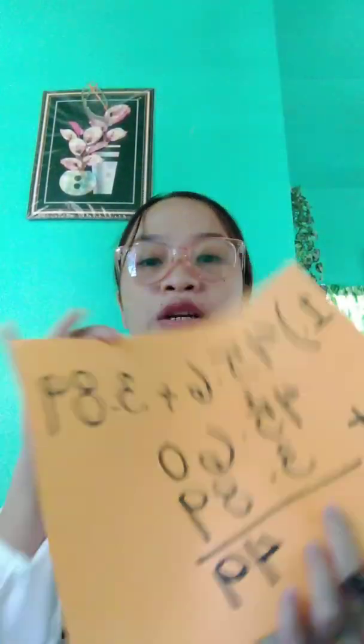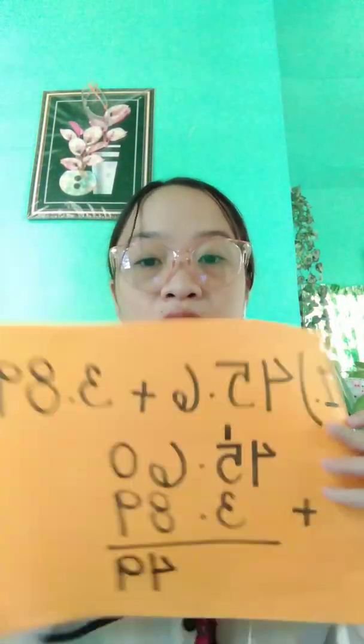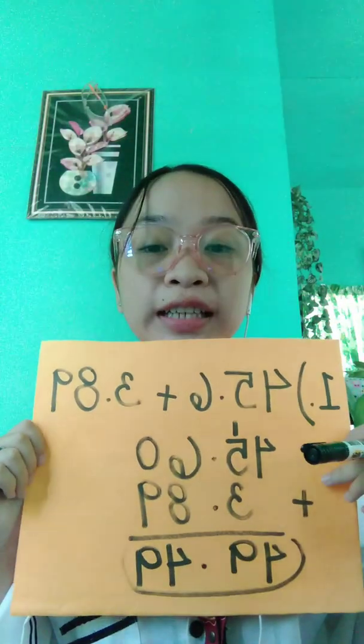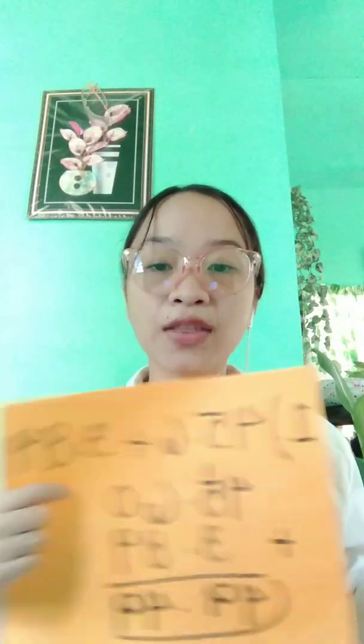0 plus 9, of course, 9. 6 plus 8, 14. Carry 1 here. So, na-carry 1 sa taas. So, 1 plus 5 equals to 6. 6 plus 3 is 9. And 4. Okay. So, ang imuhang result or ang sum niya is 49 and 49 hundredths. Okay?